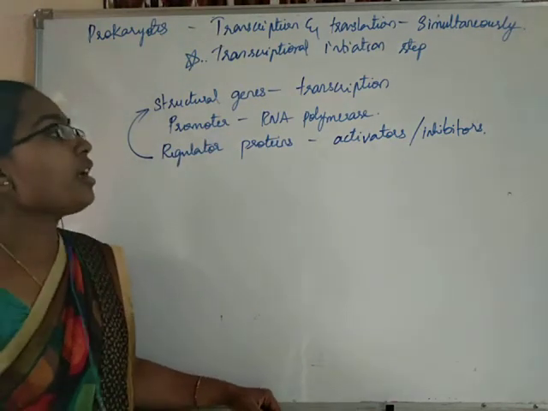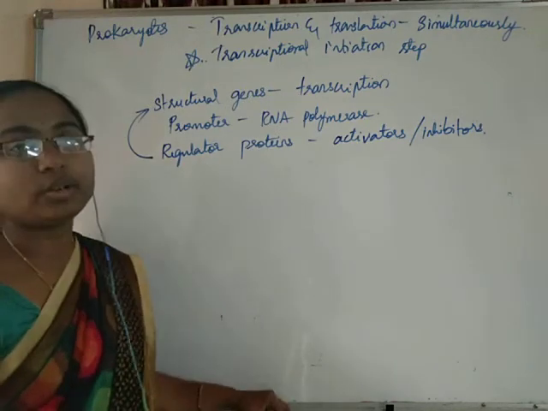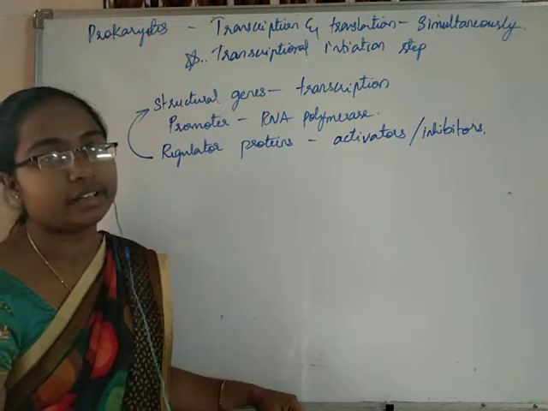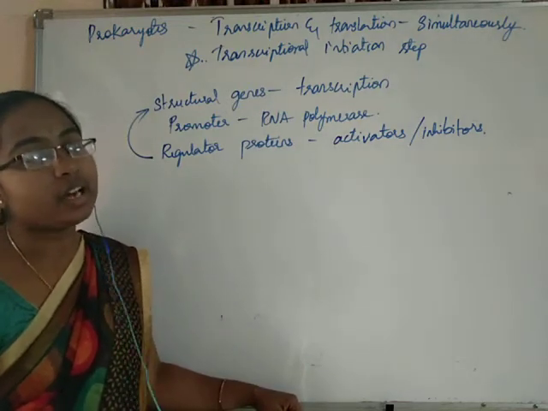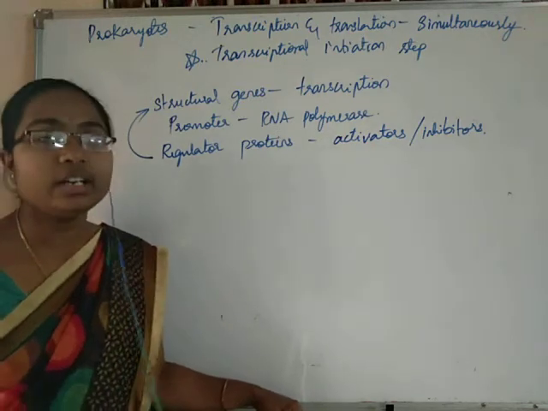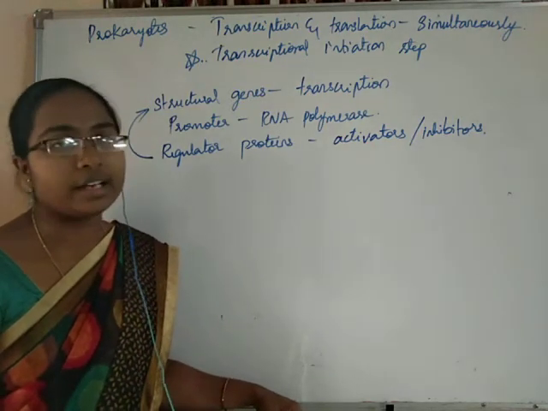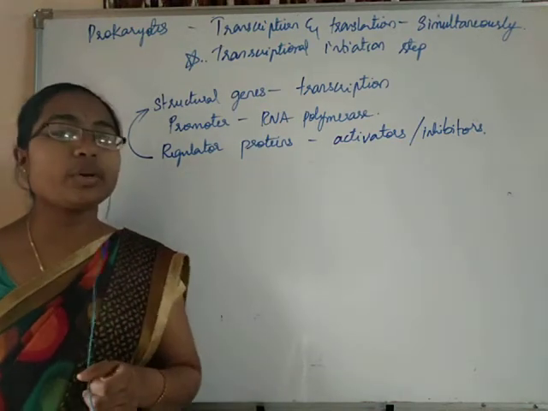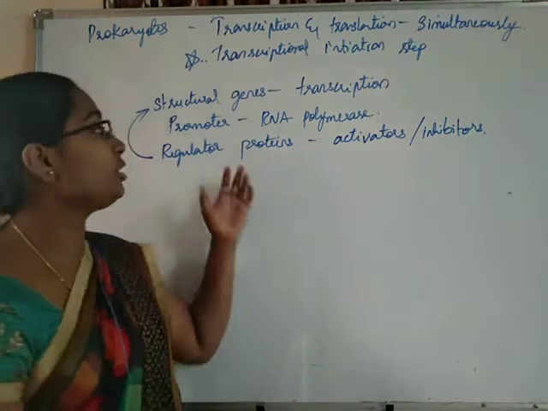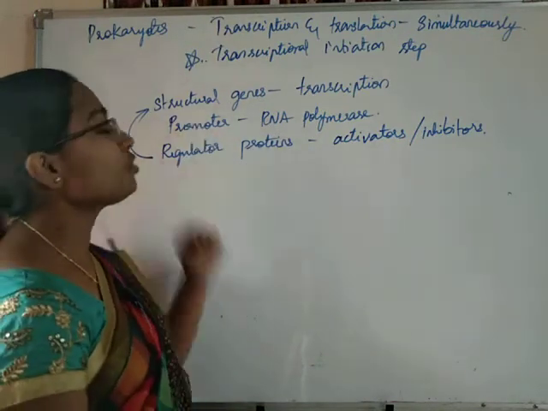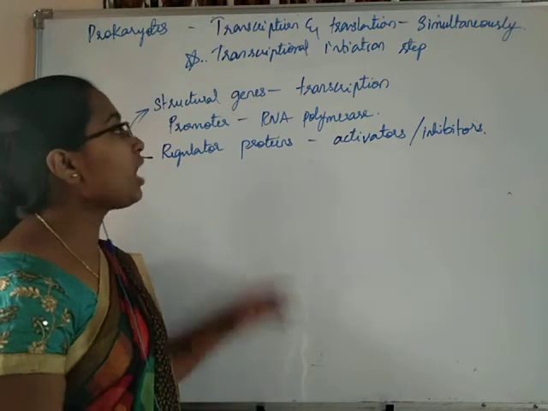And students, what is the importance of the promoter then? The promoter is the region where RNA polymerase binds, and it causes polymerization of the RNA strand. Now, how do these regulator proteins work? We have learned that regulator proteins are activators or inhibitors which activate or inhibit the expression of structural genes, but how do they work?